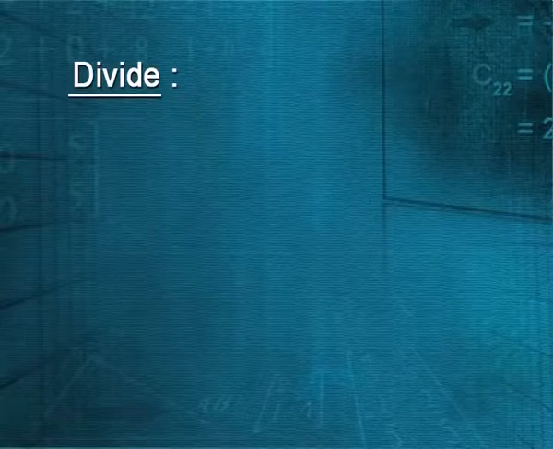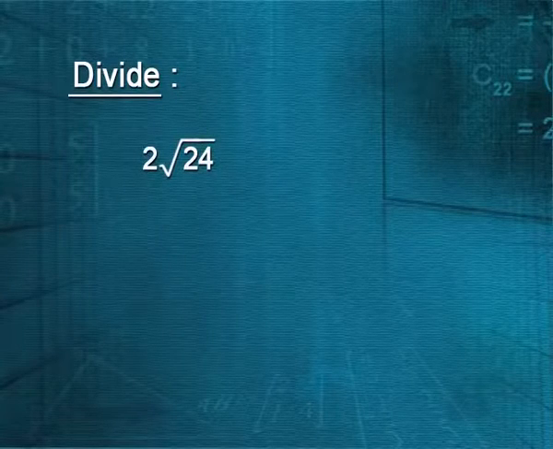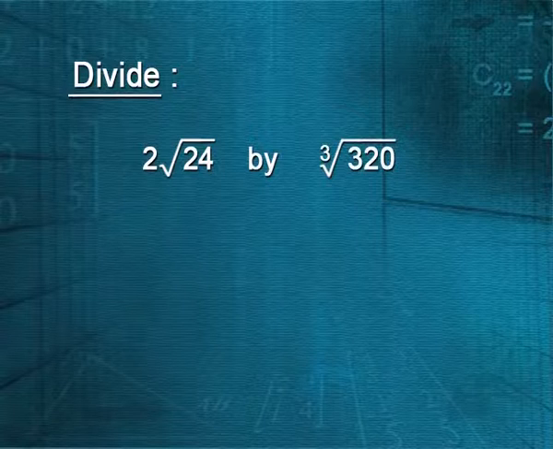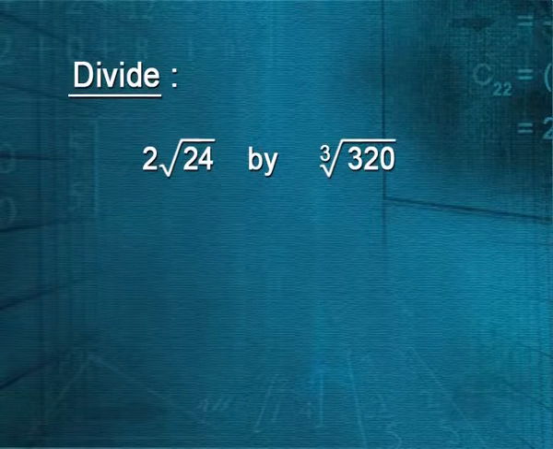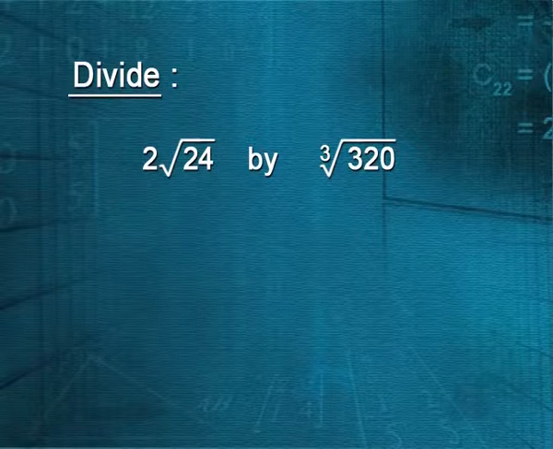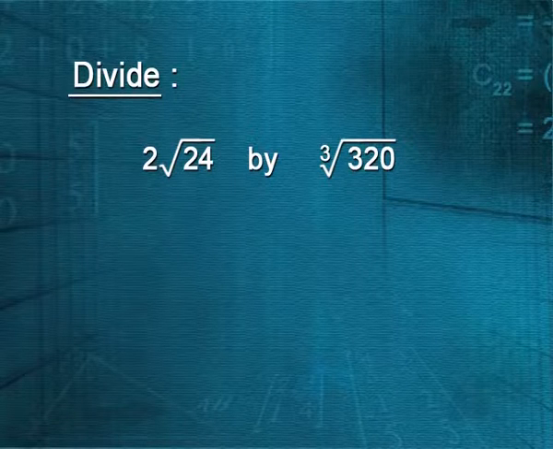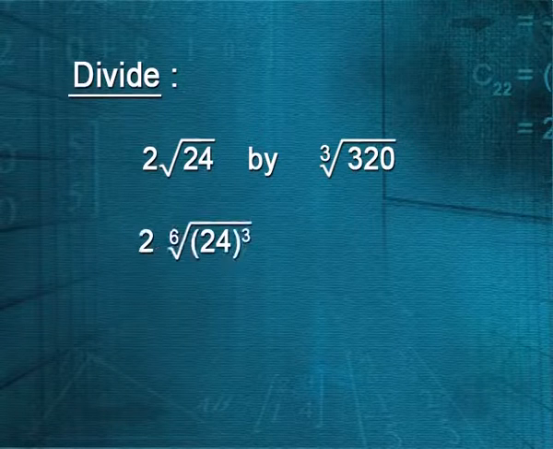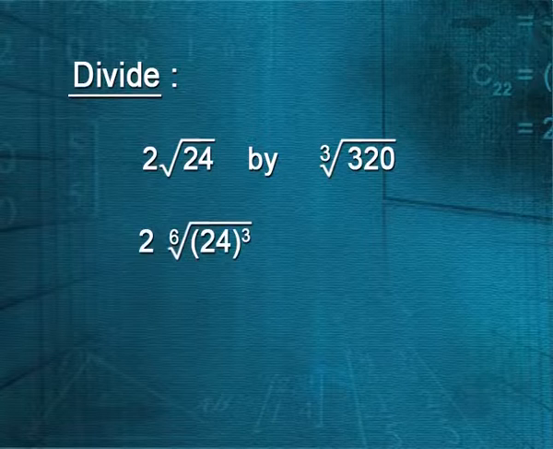Let us see one example on division also. Divide 2 under root 24 by cube root of 320. Now, here we have two surds. In root 24, the order of the surd is 2, and in cube root of 320, the order of the surd is 3. So, before we divide these two numbers, we will have to change their order. 2 root 24 can be written as 2 sixth root of 24 cubed.